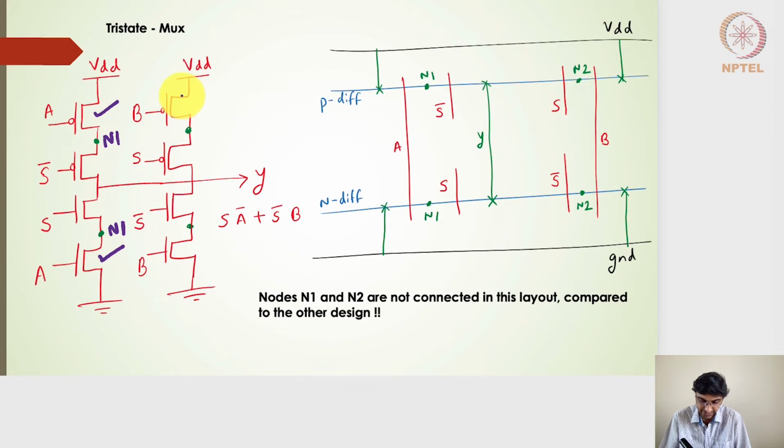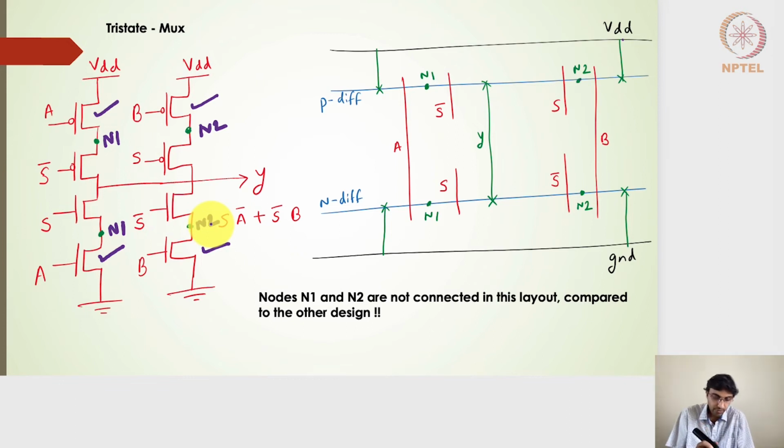And similarly, I can complete the B transistors here, on the B polysilicon gate. On one side of this particular diffusion, it is connected to VDD. On the other side, on the NMOS side, it is connected to the ground. The other side of the diffusion, I can write as N2 and then N2. Note that N1 and N2 are not connected here in this tri-state multiplexer.